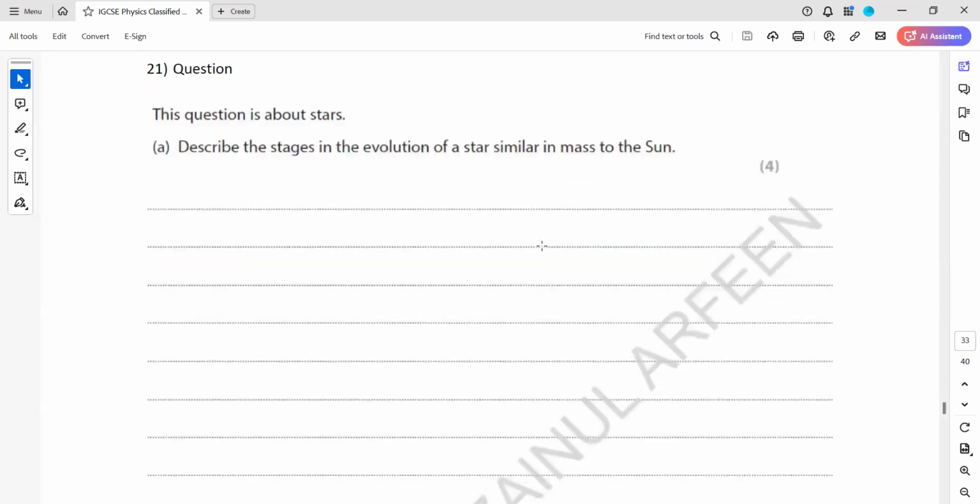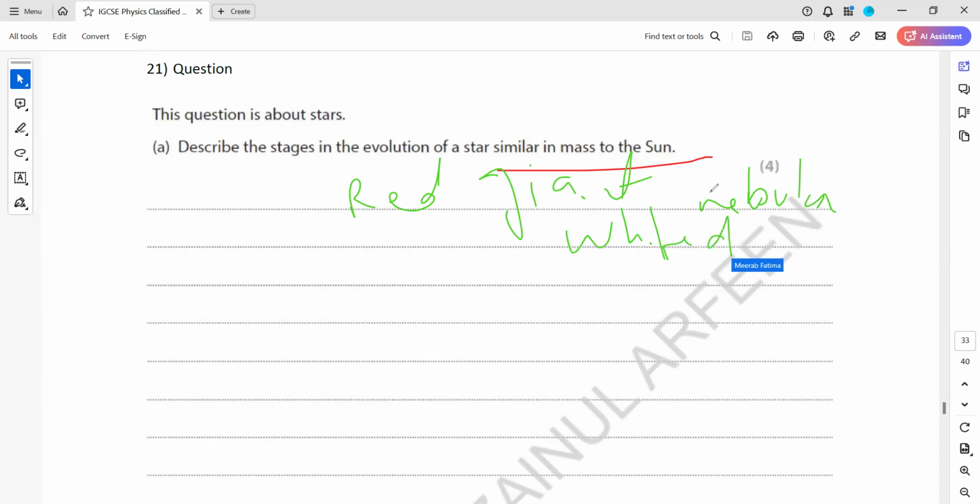This question is about the star. Describe the stages of evolution of a star which is similar to that of our sun. First it will be a main sequence, and then from main sequence it will be a red giant. From red giant, it will be a planetary nebula. From planetary nebula, it will turn into a white dwarf. And then black dwarf will be the theoretical end. But it's not like just mentioning the names. You have to explain each stage, like when it is a red giant, what happened to the radiation pressure and the gravitational force.